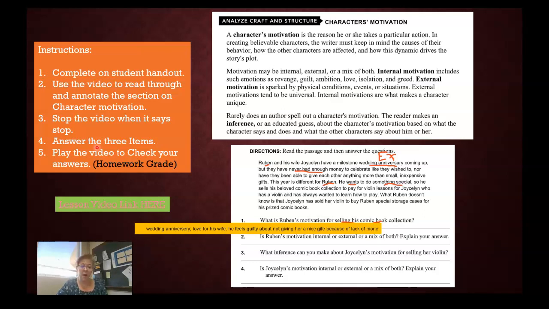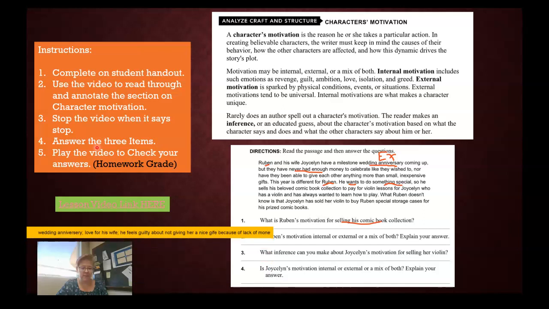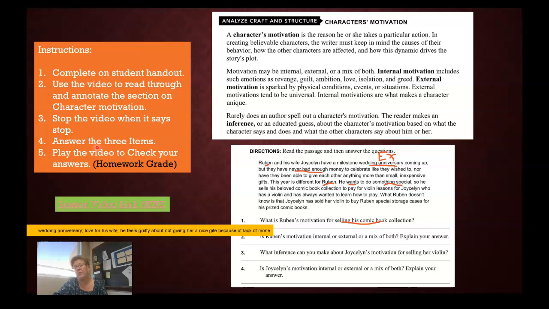So these are all possible reasons for why Reuben wants to sell his comic book collection. He wants to sell it to buy his wife a nice gift. So all these things are making him want to buy her a nice gift. And to buy her a nice gift, he has to sell his comic book collection. So I think now is a good time to pause the video so that you can write an answer to number 1.